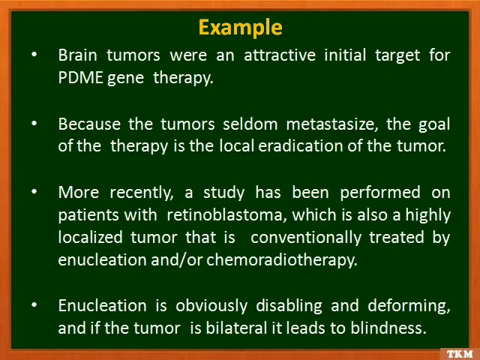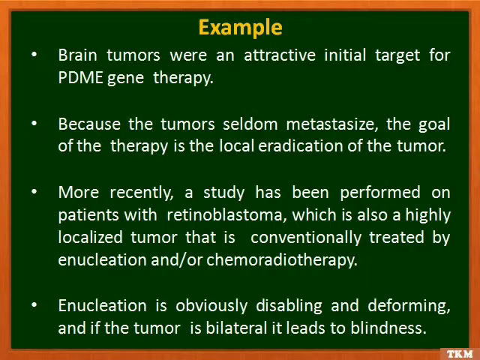Now let's take a few examples. The brain tumors were an attractive initial target for this type of gene therapy, because these tumors very rarely metastasize. The goal of the therapy is local eradication of the tumor. More recently, a study has been performed on patients with retinoblastoma, which is also a highly localized tumor that is conventionally treated by enucleation or chemoradiotherapy.